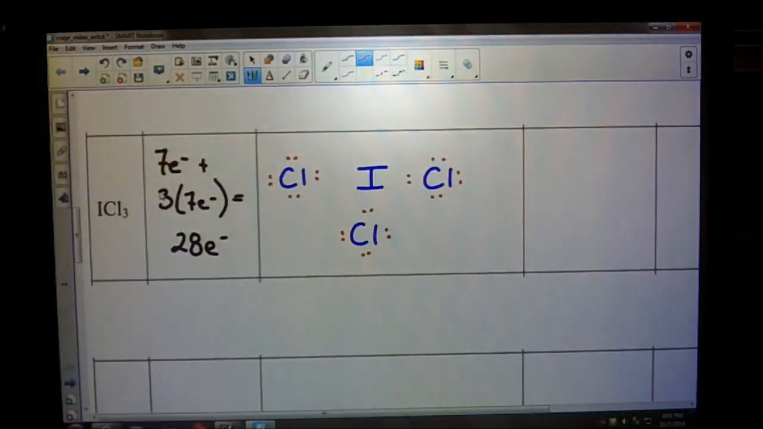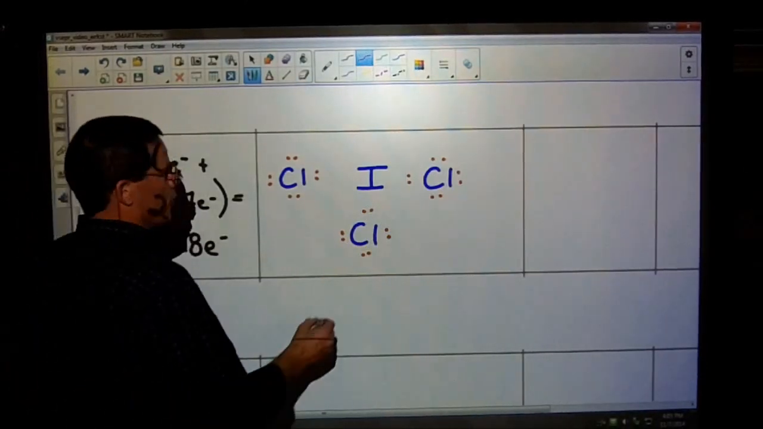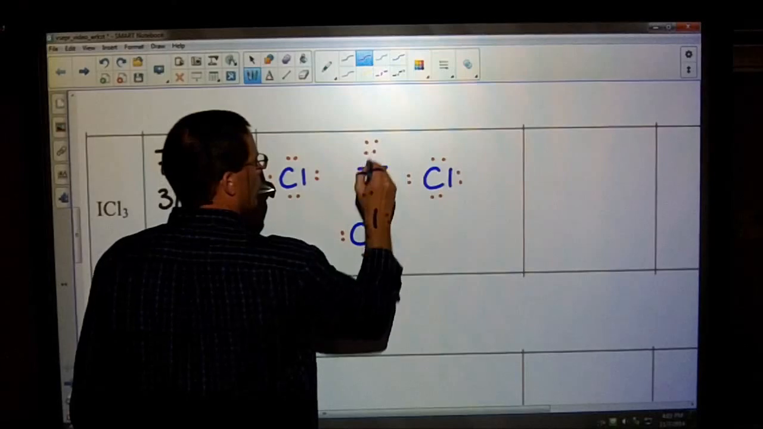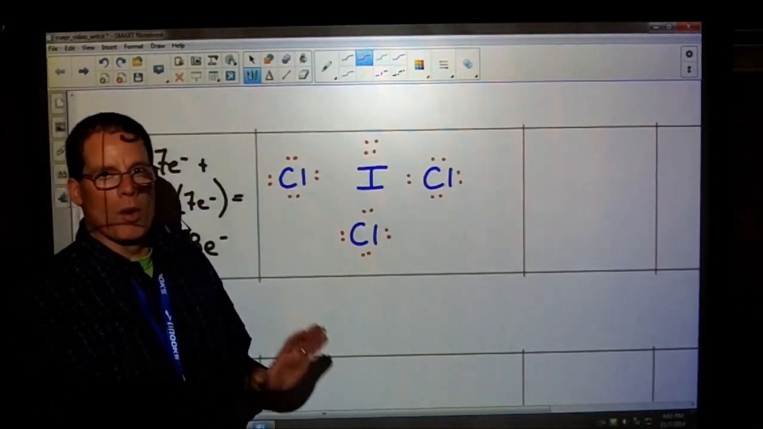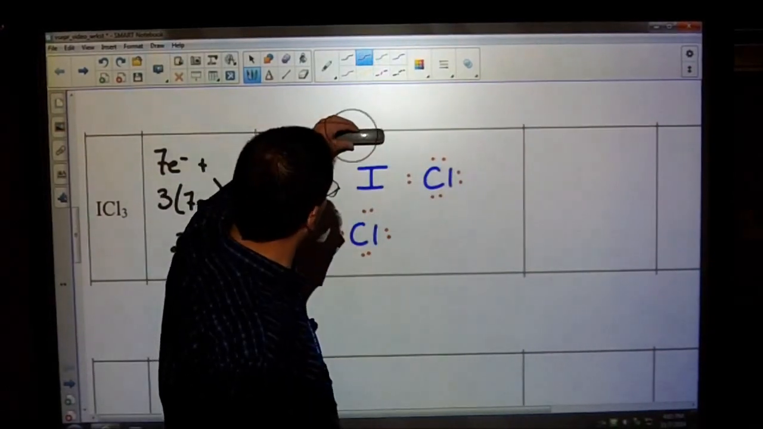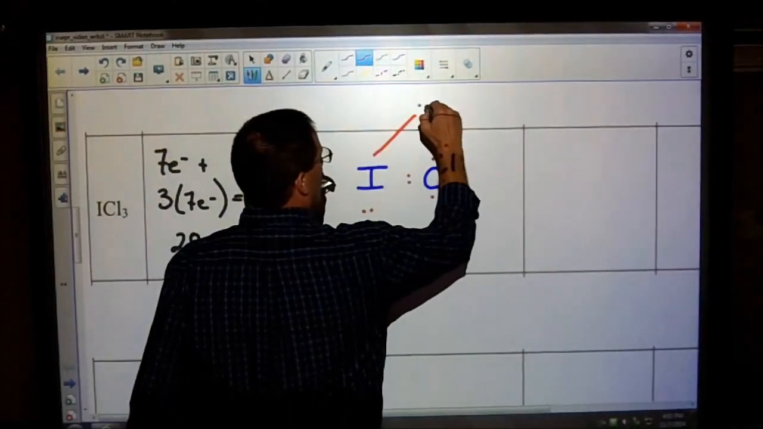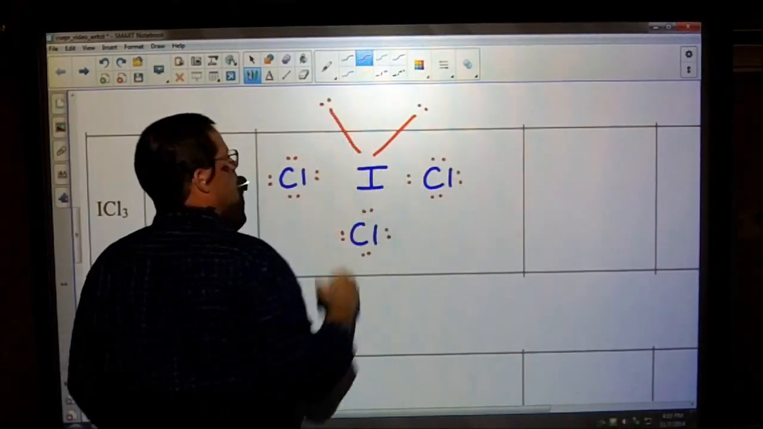And right now we have a total of 24 electrons, not 28. So we need to add 4 more electrons to this structure. But what we do not want to do is that. Don't ever put more than 1 pair in the same quadrant. So in this case, we're not going to put 4 there. We're going to actually give it antenna, so to speak.